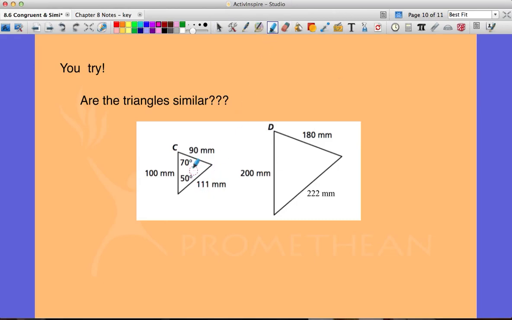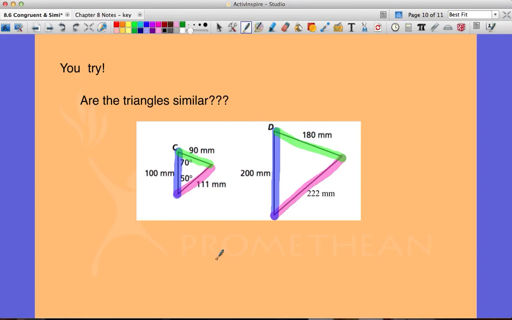Again, we're going to find our corresponding parts. So here and here. Here and here. Here and here. Okay, in this case we're not looking for a missing measurement. Now we're just trying to decide, are they similar or not?